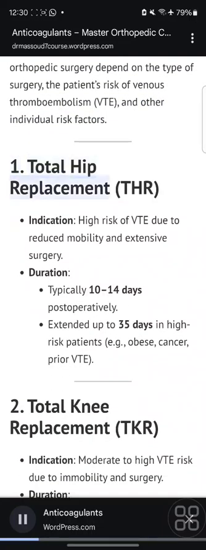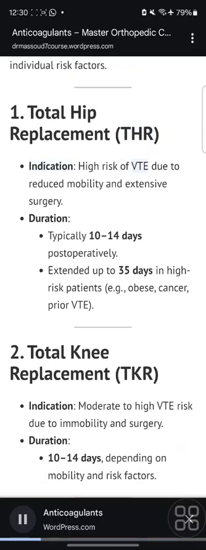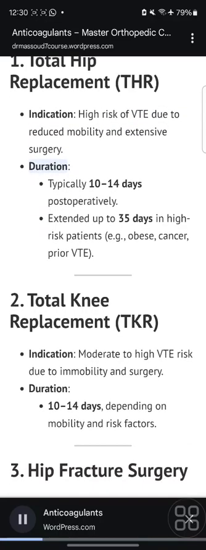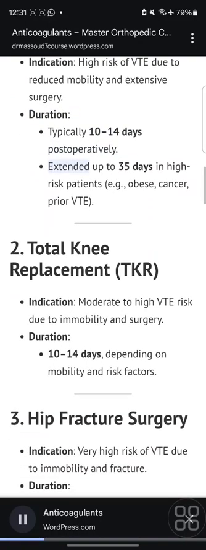1. Total hip replacement, THR. Indication: high risk of VTE due to reduced mobility and extensive surgery. Duration: typically 10 to 14 days postoperatively. Extended up to 35 days in high-risk patients, e.g., obese, cancer, prior VTE.